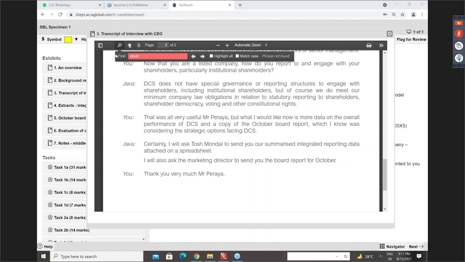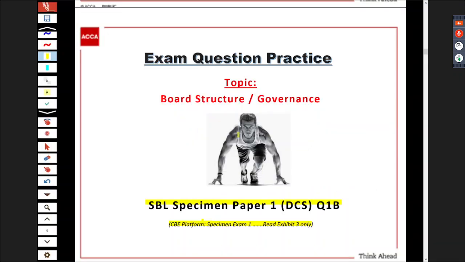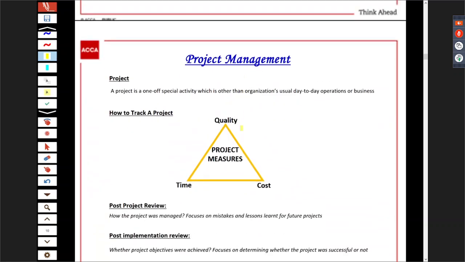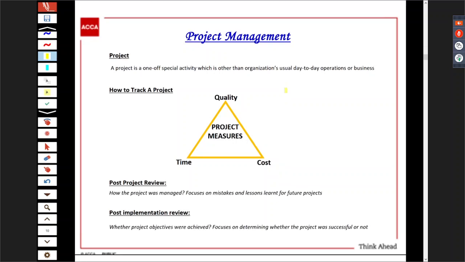Okay, let's move on. I think we spent enough good time here. So now the next topic, project management. This is an important topic, and I just want to give you an overview of project management so that you have an idea. Okay, what is a project? First, you need to understand what a project is.